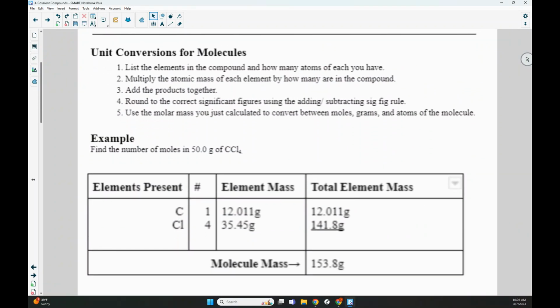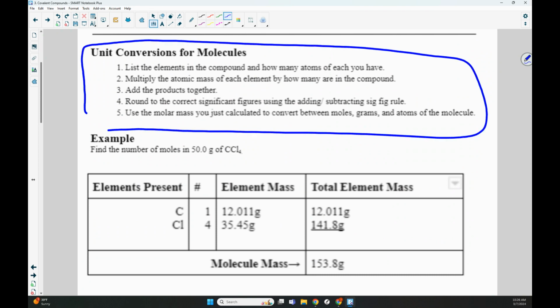So these are the steps that we're going to be following right here. And rather than talk about them now, I'm just going to work through them with you in the examples. So our first example problem says to find the number of moles in 50 grams of carbon tetrachloride.